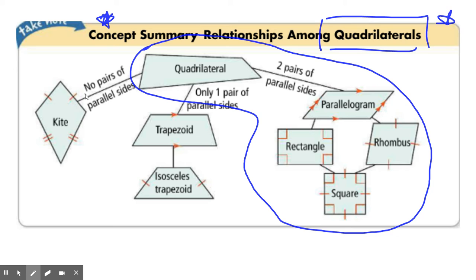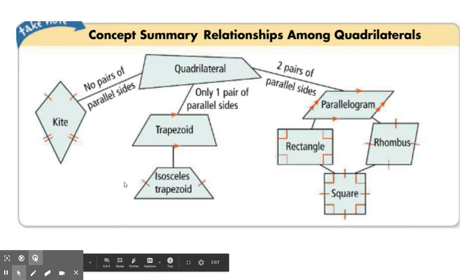Don't forget about your kite, which has no pair of parallel sides and two pairs of consecutive sides congruent. And then your trapezoid, which has one pair of parallel sides. And then for isosceles trapezoid, the legs are congruent. Again, you probably won't see much of that. Focus more on the parallelograms.